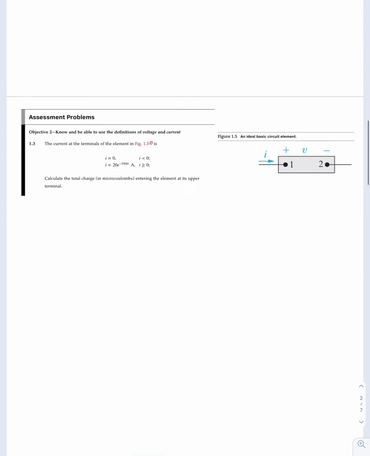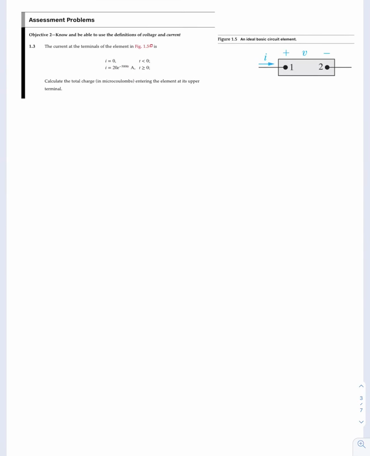Let's move on to assessment problem 1.3. Okay, the current at the terminals of the element in the figure looks like this. So the current is 0 for t less than 0, and it is 20e^(-5000t) amps for t greater than or equal to 0. Calculate the total charge in microcoulombs entering the terminal at its upper element.